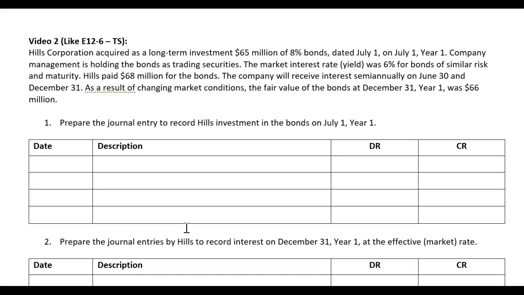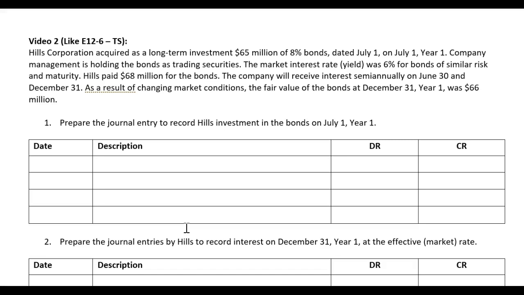Hills Corporation acquired as a long-term investment $65 million of 8% bonds dated July 1st on July 1st of year 1. Company management is holding the bonds as trading securities. The market value rate, or yield, or the effective rate, was 6% for bonds of similar risk and maturity.